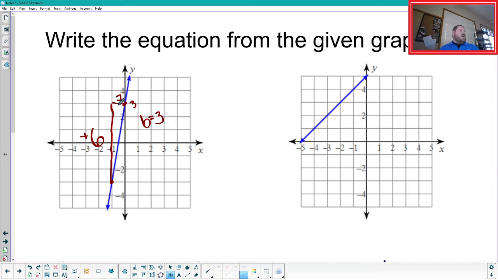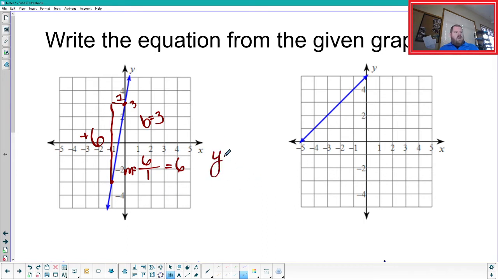Okay, so we've gone up 6 floors and over 1 door. That means my slope is 6 over 1. My slope is 6 over 1, or just 6 would work just fine. 6 divided by 1 is equal to 6, so that works.